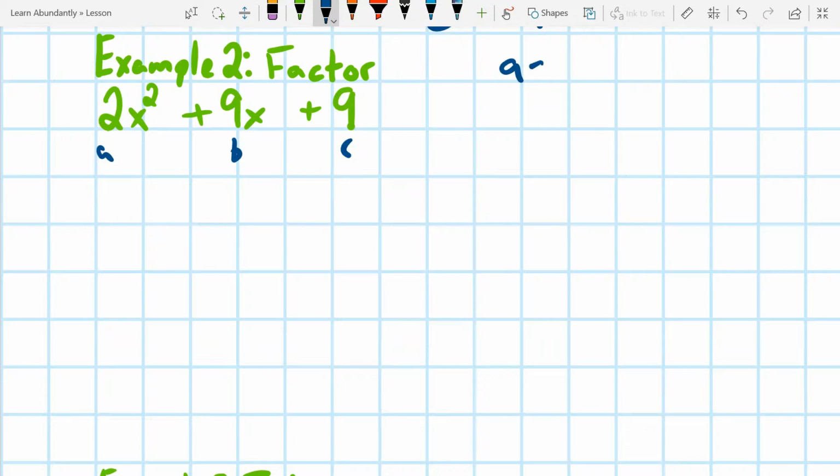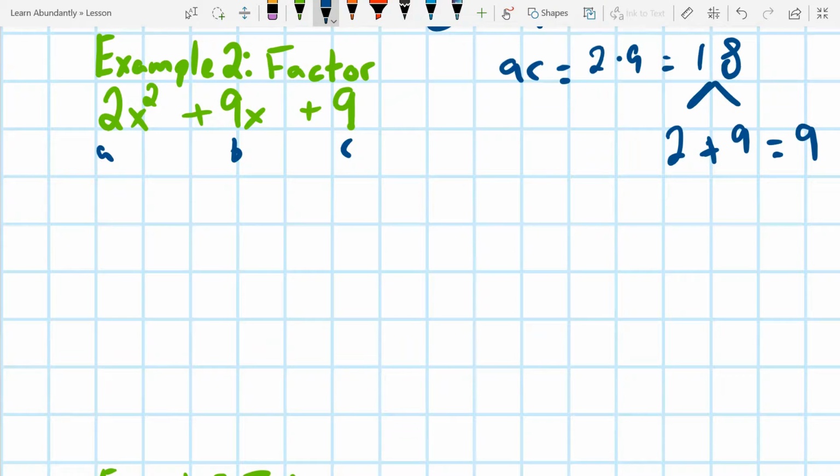And so AC equals 2 times 9. 2 times 9 is 18. Now, I need to look for factor pairs of 18 that equal my middle term. In this case it is 9. Unlike the last one, 2 and 9 don't work, and 1 and 18 also doesn't work. So I'm trying to think of the other factor pairs of 18.